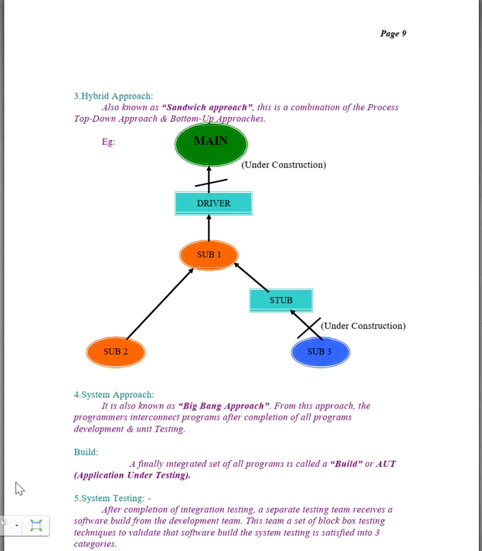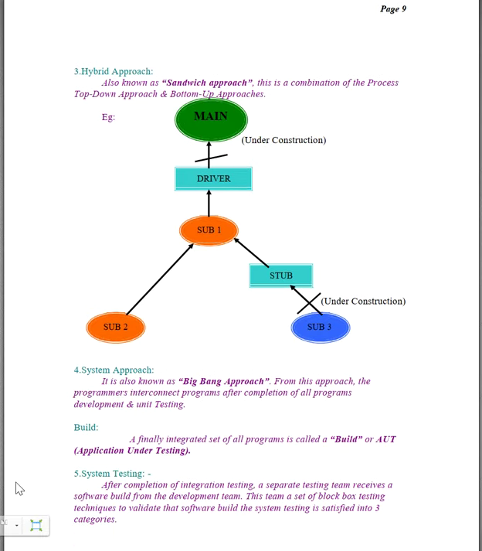Then we have the hybrid approach. Actually, it's known as the sandwich approach. It's a combination of top down and bottom up. You can see it makes use of both stubs and drivers. Sub 1 is making use of a driver, and sub 3 is making use of a stub to connect to sub 1. In the system approach, it is known as the Big Bang approach.